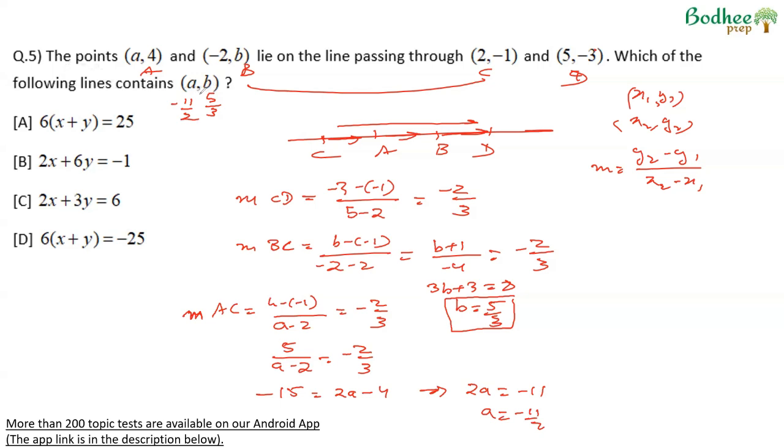Which of the following lines contains these points? From here, we can use this to form the equation, or we can put the values here and check. So if we put the value in the first one, we get 6 into minus 11 by 2 plus 5 by 3. This will be minus 33, 2 threes are 6, minus 33 plus 15 plus 10, minus 30 plus this comes out to minus 23. This obviously will not work.